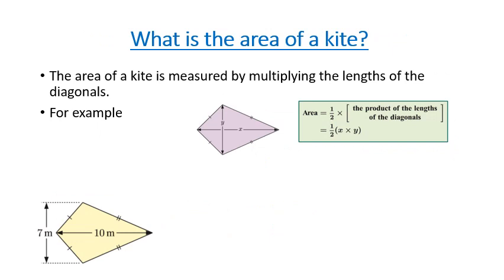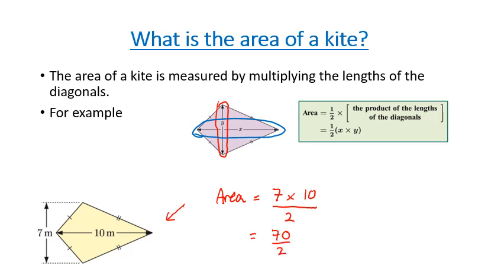Now another shape that you may be asked to find the area of is a kite. And this is measured by multiplying the lengths of the diagonals, but then we need to divide them by 2. And the length of the diagonals are this length multiplied by that length. So if we look at our example, here's our kite. The area of a kite is 7 multiplied by 10, all divided by 2, which is going to be 70 divided by 2. So our area is going to give us an answer of 35 meters squared.